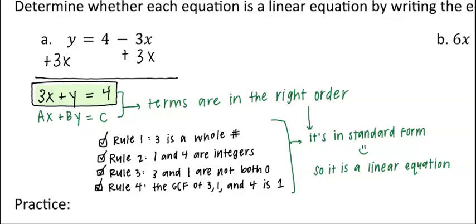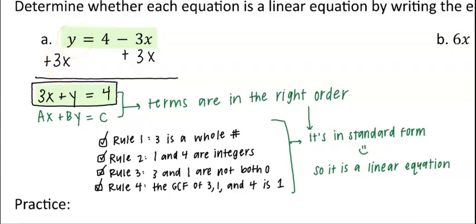Let's get a couple more examples of determining whether equations are linear by writing them in standard form. Take a look at this first example, y equals 4 minus 3x. This equation is linear. However, it's not in standard form. To put it in standard form, you're going to have to move the 3x over to the other side. Since it's subtracted on the right side, we'll have to add it to get it over to the left side.